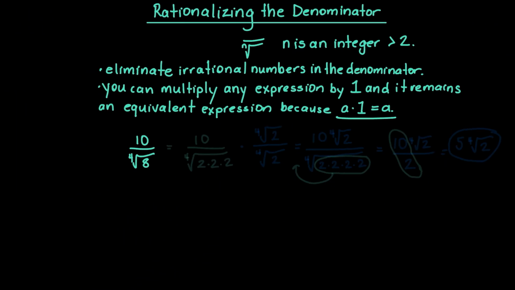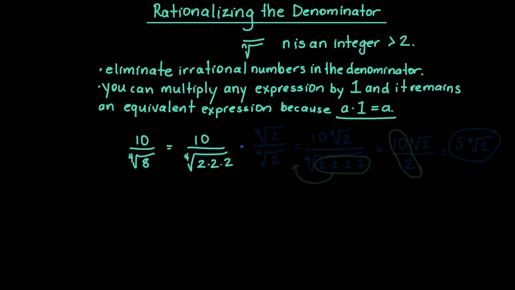All right, we've reached our last example for today. 10 divided by the fourth root of 8. 10 isn't in a radical, so we're going to leave it as 10. But we're going to do a prime factorization of 8, and 8 is 2 times 2 times 2. So my root is 4. That means I need 4 2's in order to rationalize that denominator.